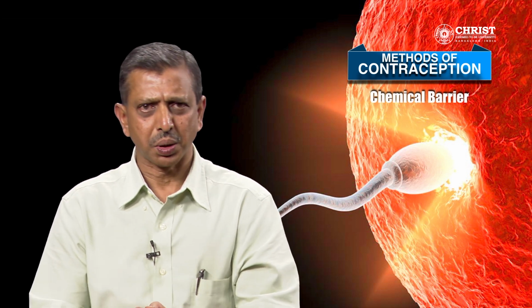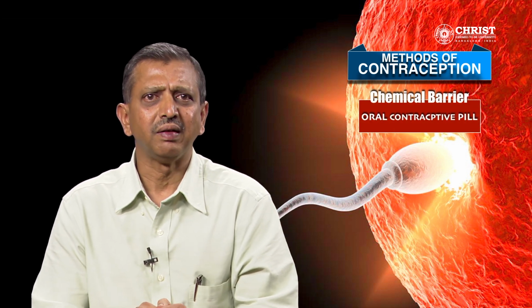The next method is body temperature method. In this method, the female checks her body temperature around the time of ovulation. After ovulation, slight change in the body temperature indicates ovulation. Sex is avoided during this time. Now, let us discuss the chemical barrier methods of contraception.